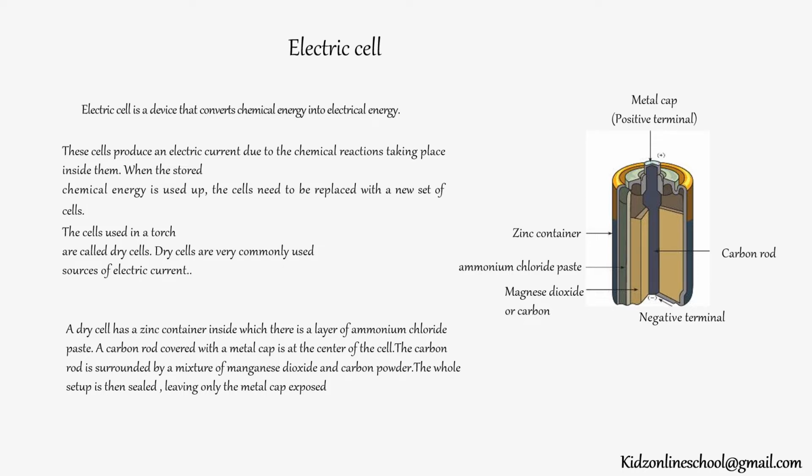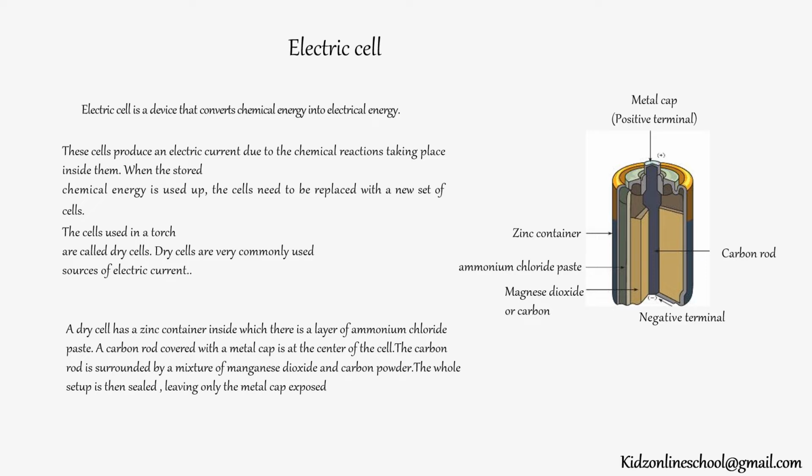When the stored chemical energy is used up, the cells need to be replaced with a new set of cells. The cells used in a torch are called dry cells. Dry cells are very commonly used sources of electric current.